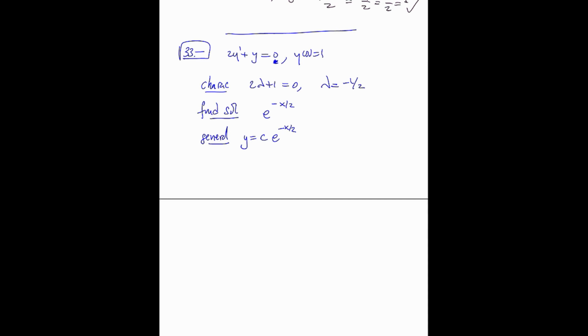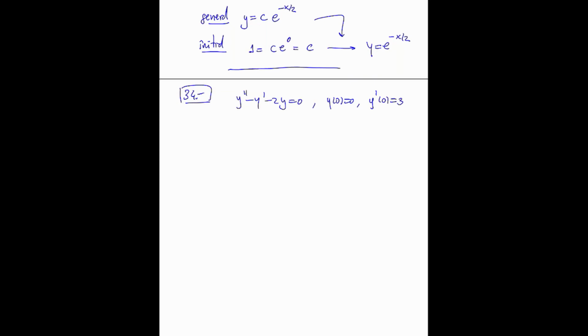And the only thing we have to do is use the initial conditions. So the initial condition is when x is 0, y is 1. So 1 is c times e to the 0, and e to the 0 is 1, so c is equal to 1, and from all that we have y is equal to e to the minus x over 2.